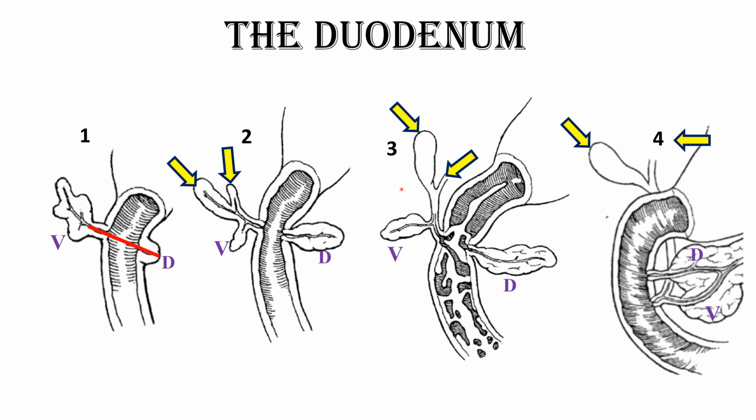The ventral bud will rotate to come behind the dorsal, as we said. It may rotate around the middle part of the second part of the duodenum, forming what we call annulus pancreas. So that is an overview of the development of the duodenum and its relation with the pancreas.